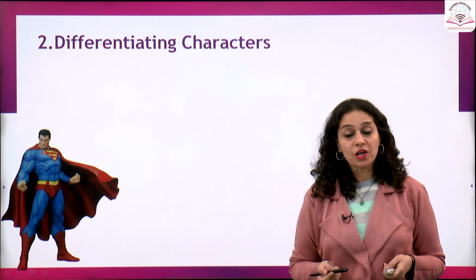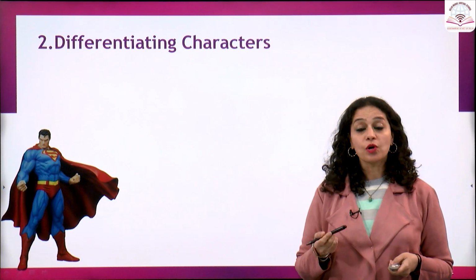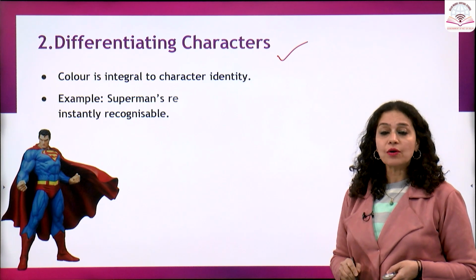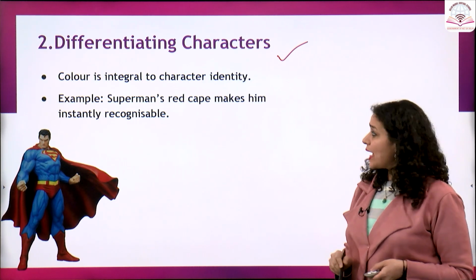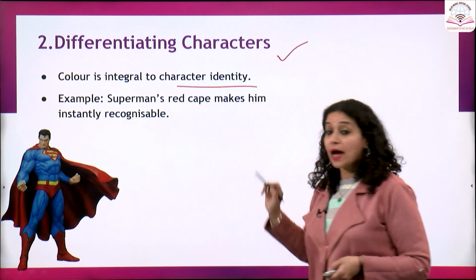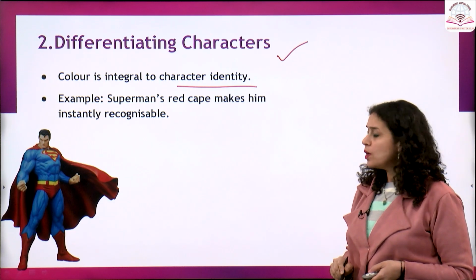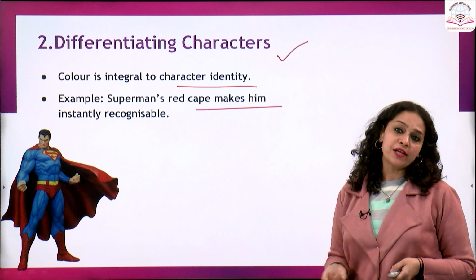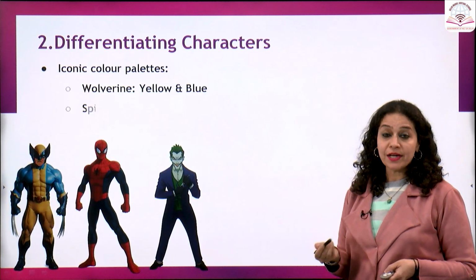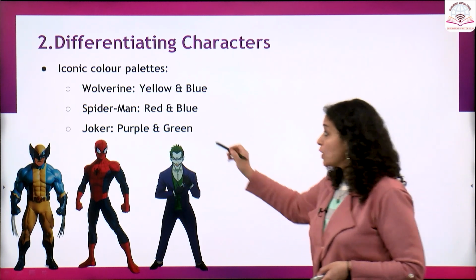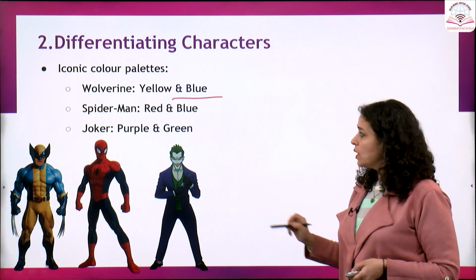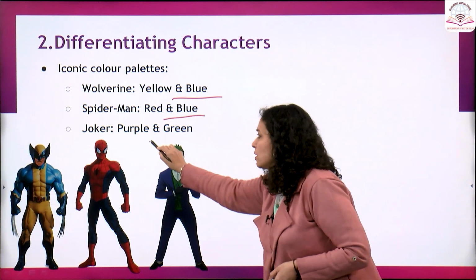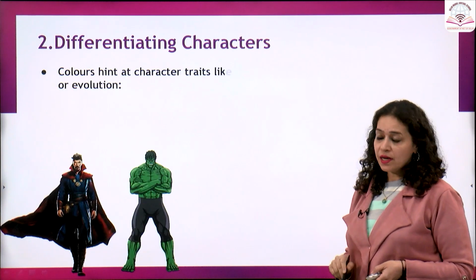So now let's talk about the second aspect of color palette, that is differentiating characters. And how does this happen? Colors actually are integral to a character's identity. How? Superman's red cape makes him so recognizable. Also, if we find some iconic palettes: Wolverine, yellow and blue; Spider-Man is known for his red and blue color; and Joker, purple and green.